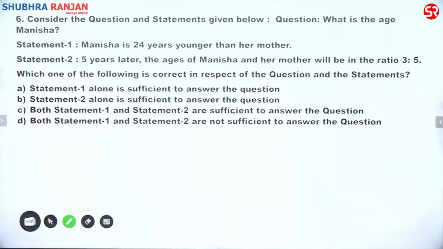Consider the question and the statement given below. What is the age of Manisha? Manisha is 24 years younger. Manisha, sorry, Manisha, not Monisha. Monisha is a very famous character in some serial, right? Yeah, Monisha.